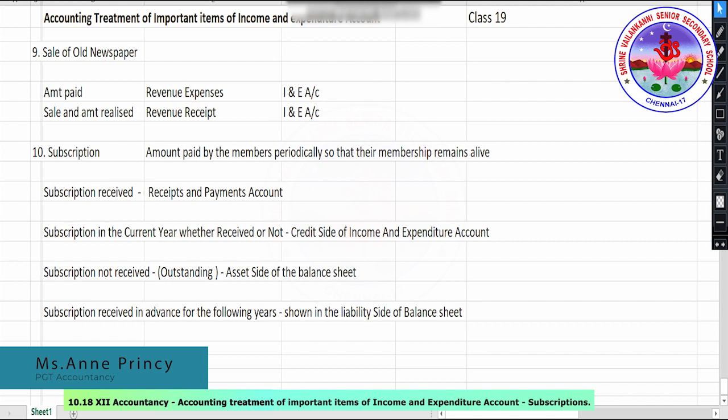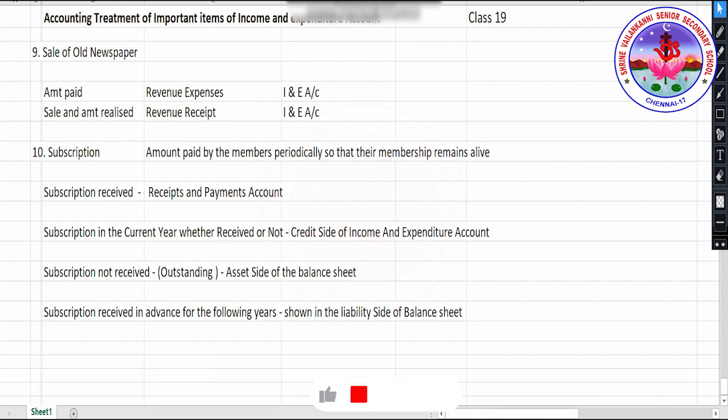This is class 19. We are going to discuss two important discussions, that is accounting treatment of important items. We had already discussed 8 items that should be shown in the income and expenditure account. What are the important items that should be shown in the income and expenditure account? In this class we are going to start with the sale of old newspapers.